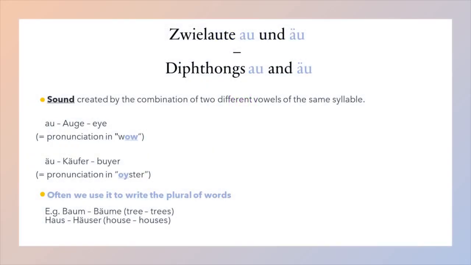Let's start with something called Zwielaute. In English, diphthongs. First of all, what is a Zwielaut? A Zwielaut is the sound created by the combination of two different vowels of the same syllable. The first Zwielaut is au. Au, like Auge, eye. The pronunciation is like the sound you hear in wow, ow.